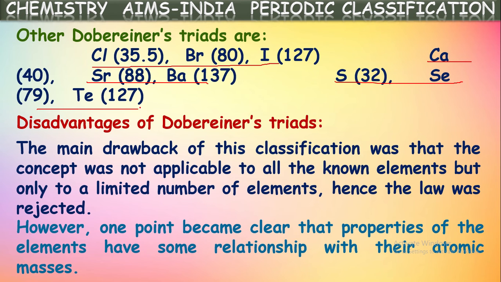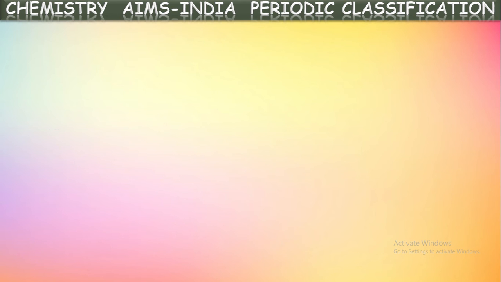However, one point became clear here, that the properties of the elements have some relationship with their atomic masses. As we said at the start, these earlier attempts at classification, even though they failed, are important. Even though Dobereiner's classification failed, they came to know that there is a certain relation between the properties of the elements and their atomic masses. Based upon this point, some more scientists later tried to classify the elements. So let us see one more classification in the same way.